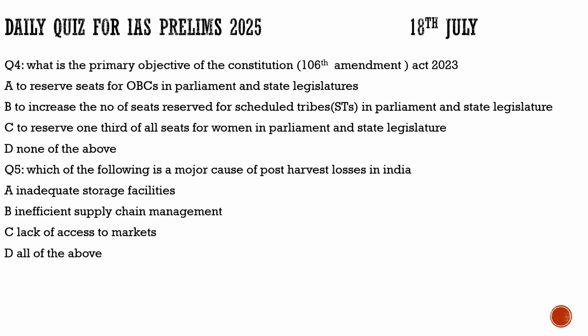Now, coming to question number 5, let's see what it asks us. It says, which of the following is a major cause of post-harvest losses in India? We discussed the losses in transportation, and the role railways could play in preventing these losses. So with respect to that, here the question is, which of the following is a major cause of post-harvest losses in India? Is it inadequate storage facilities?